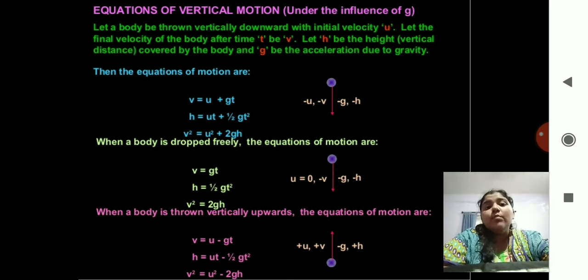So let a body be thrown vertically down with initial velocity u. The u is kept the same. Final velocity is also taken the same, that is v. Okay, u is equal to initial velocity, v is equal to final velocity. Then the time t is also kept the same. Let h be the height, that is the vertical distance, so s is replaced by h, covered by the body, and g is the acceleration due to gravity, and then a is replaced by g.